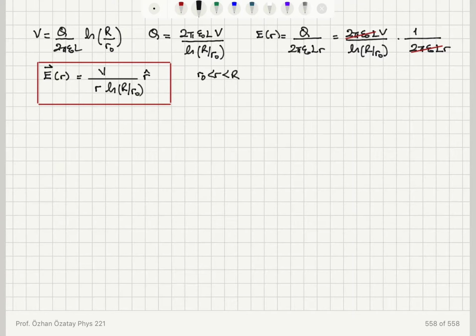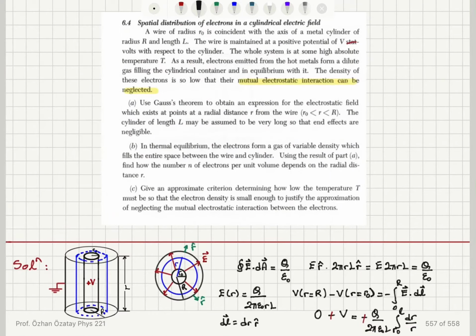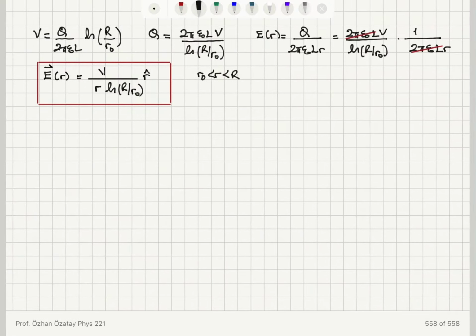That's also why I had to do this integral between R0 and capital R here, because I'm not talking about the electric field inside the wire. So therefore the correct thing to do is to take this integral from R0 to capital R and calculate the potential difference between R0 and capital R. So this is the answer to part A. The electric field is given by this expression.